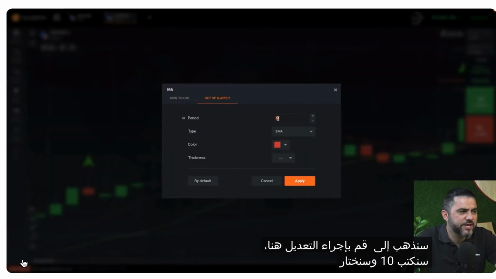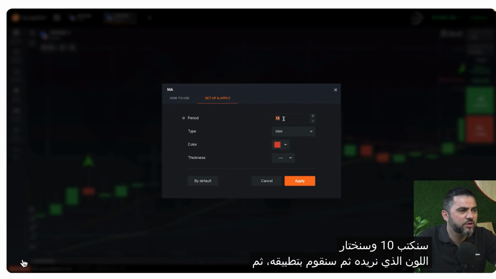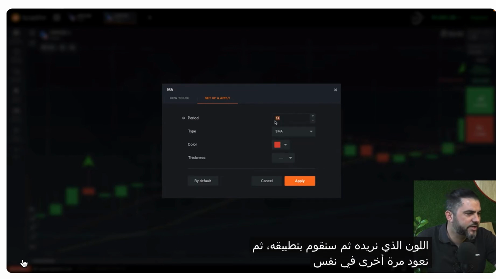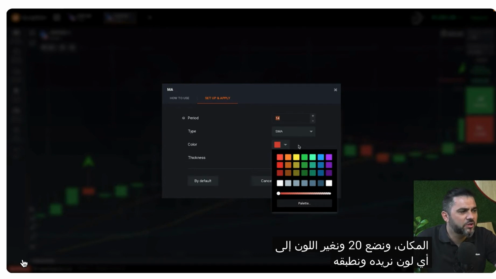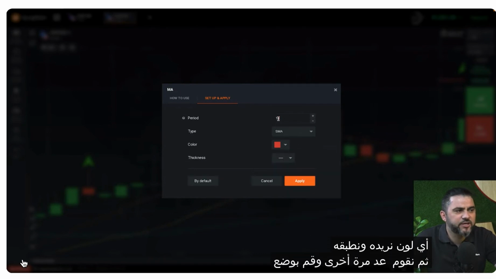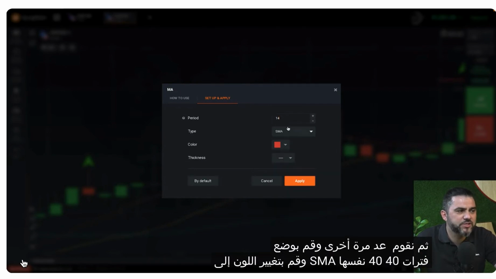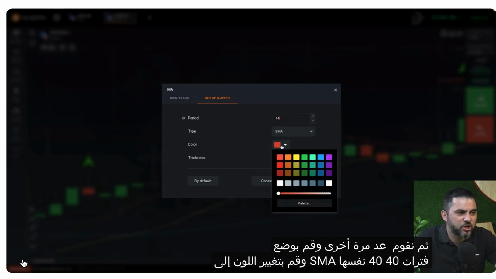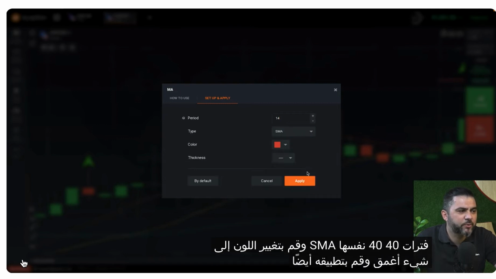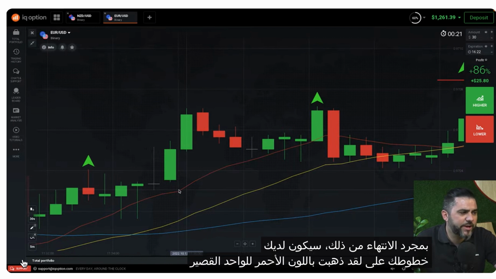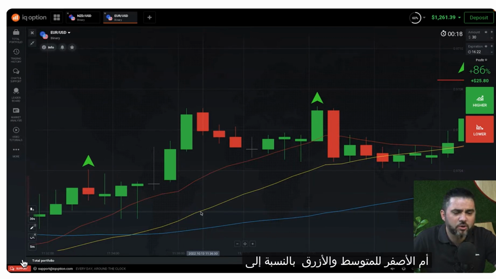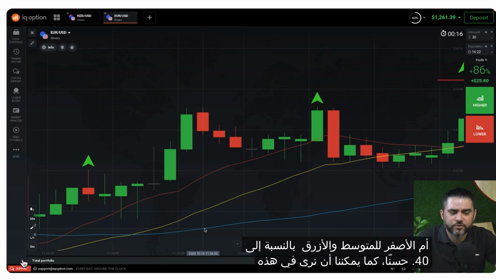We're going to type in 10. And we're going to choose the color we want, then we're going to apply. Come back again, same place, put 20, change the color to what other colors we want, and apply. And then we come back again and put the 40 periods, same SMA, change the color to something darker, and apply it as well. Once you've done that, you'll have your lines on. I went with red for the short one, yellow for the medium, and blue for the 40.